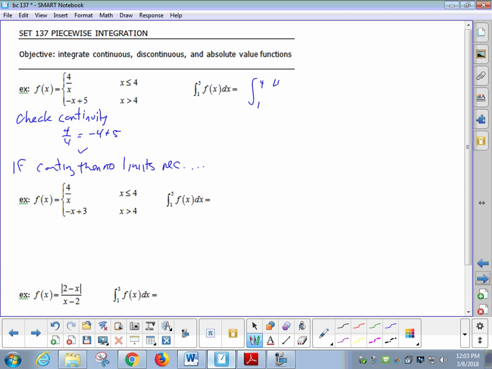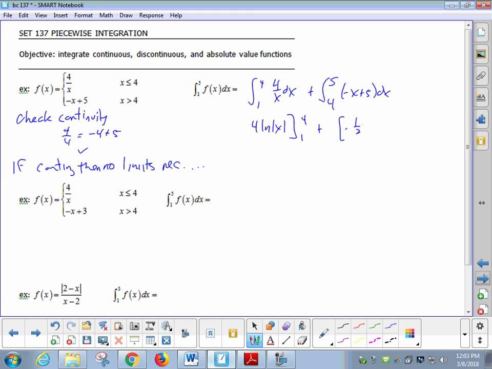In other words, I can just integrate this by saying the first branch from 1 to 4, I can just use 4 over x dx. The next branch from 4 to 5, I can use the other piece of the piecewise, negative x plus 5. I can just integrate, add the two separate areas, and boom, it's just really like two algebra problems or two area problems separate. Are you with me?